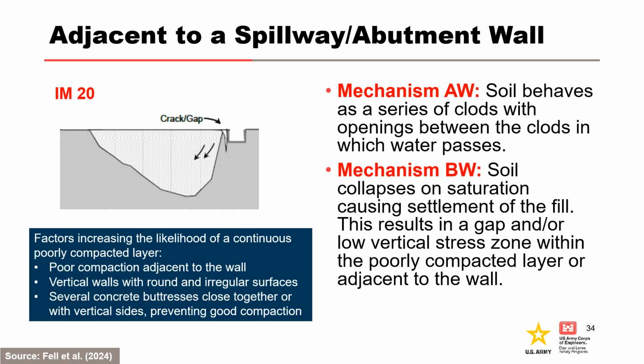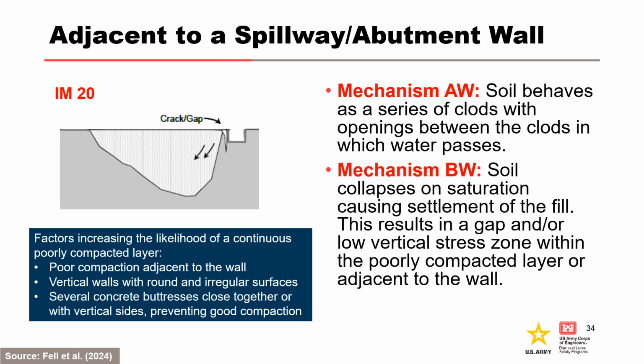For IM20, a continuous layer of poor compaction across the core adjacent to a spillway or abutment wall may result in the formation of a transverse crack or gap by the following mechanisms. Mechanism AW. The soil behaves as a series of clods with openings between the clods in which water passes. Mechanism BW. The soil collapses on saturation, causing settlement of the fill. This results in a crack and/or low vertical stress zone within the poorly compacted layer or adjacent to the wall.